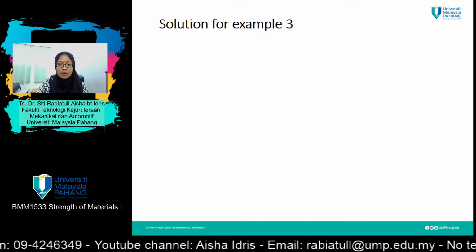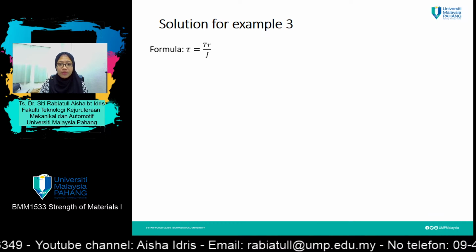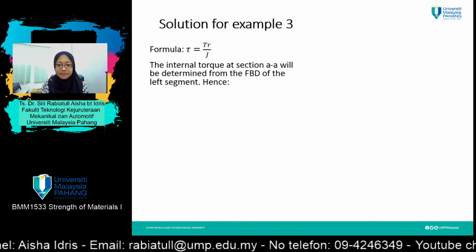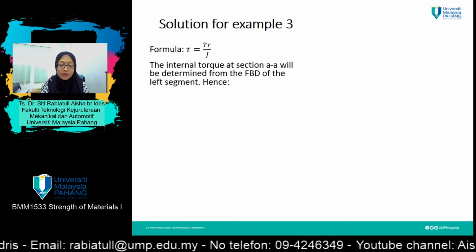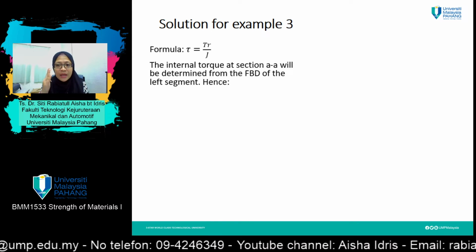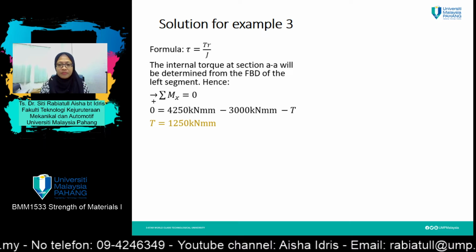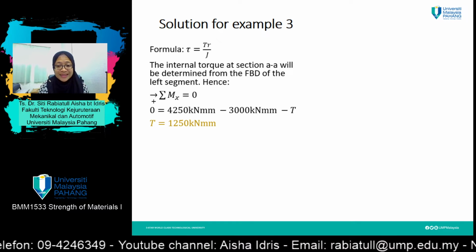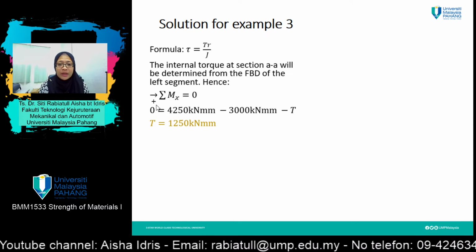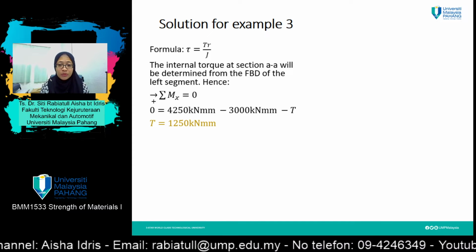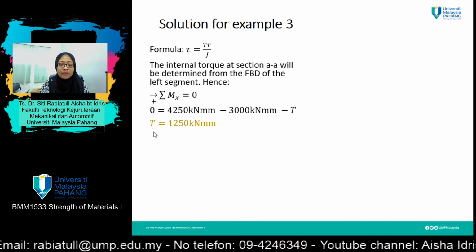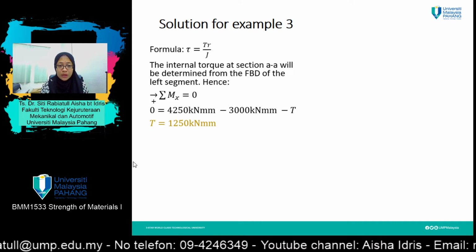So now let's look at the solution for this example. We know the formula for shear stress is tau equals TR over J, and first of all we need to draw the free body diagram for the AA section. From there, because we want to find the value of internal torque at cross section A, taking moment in the x-axis direction equals 0, clockwise is a positive value, so you'll get the value of torque equals 1250 kilonewton mm.